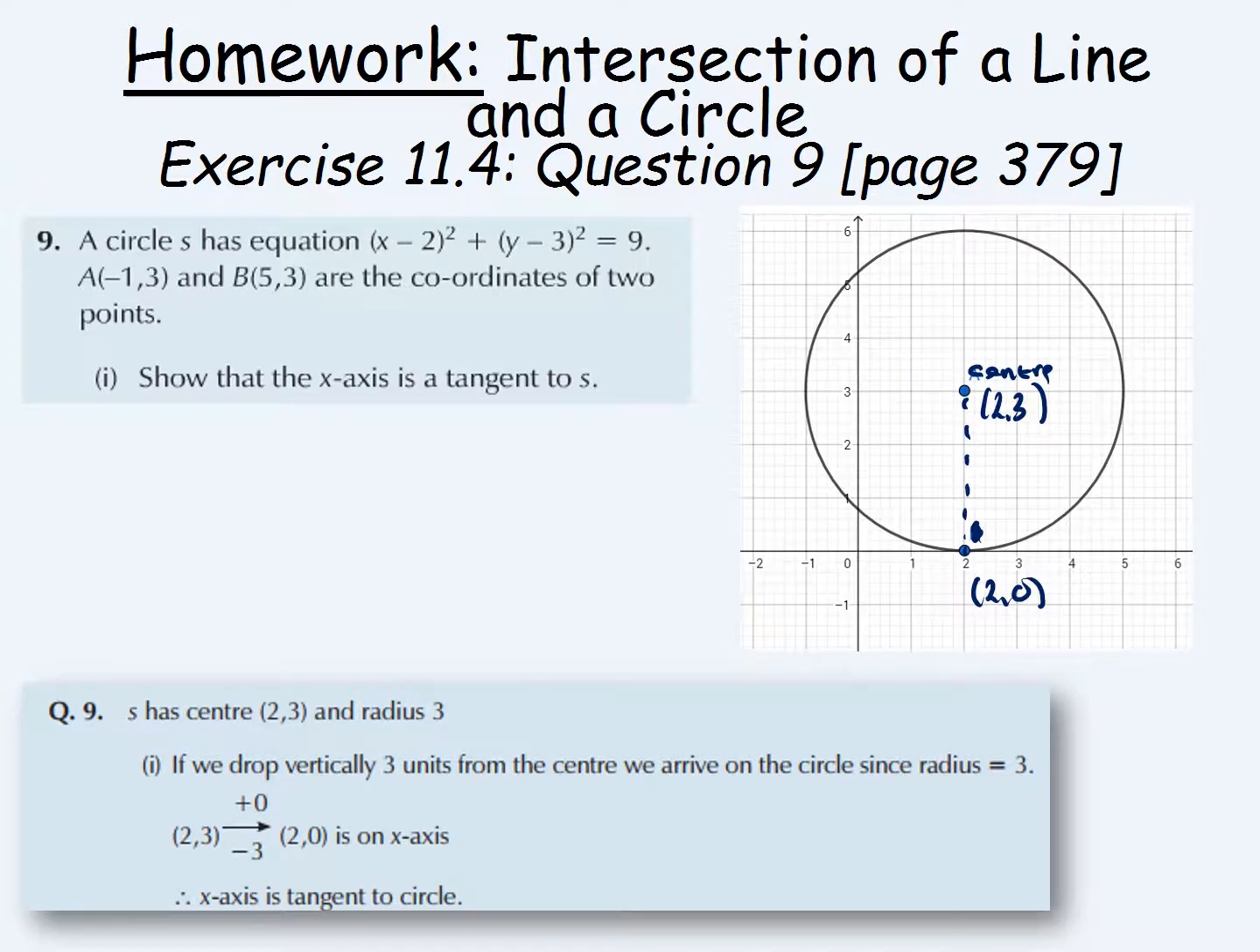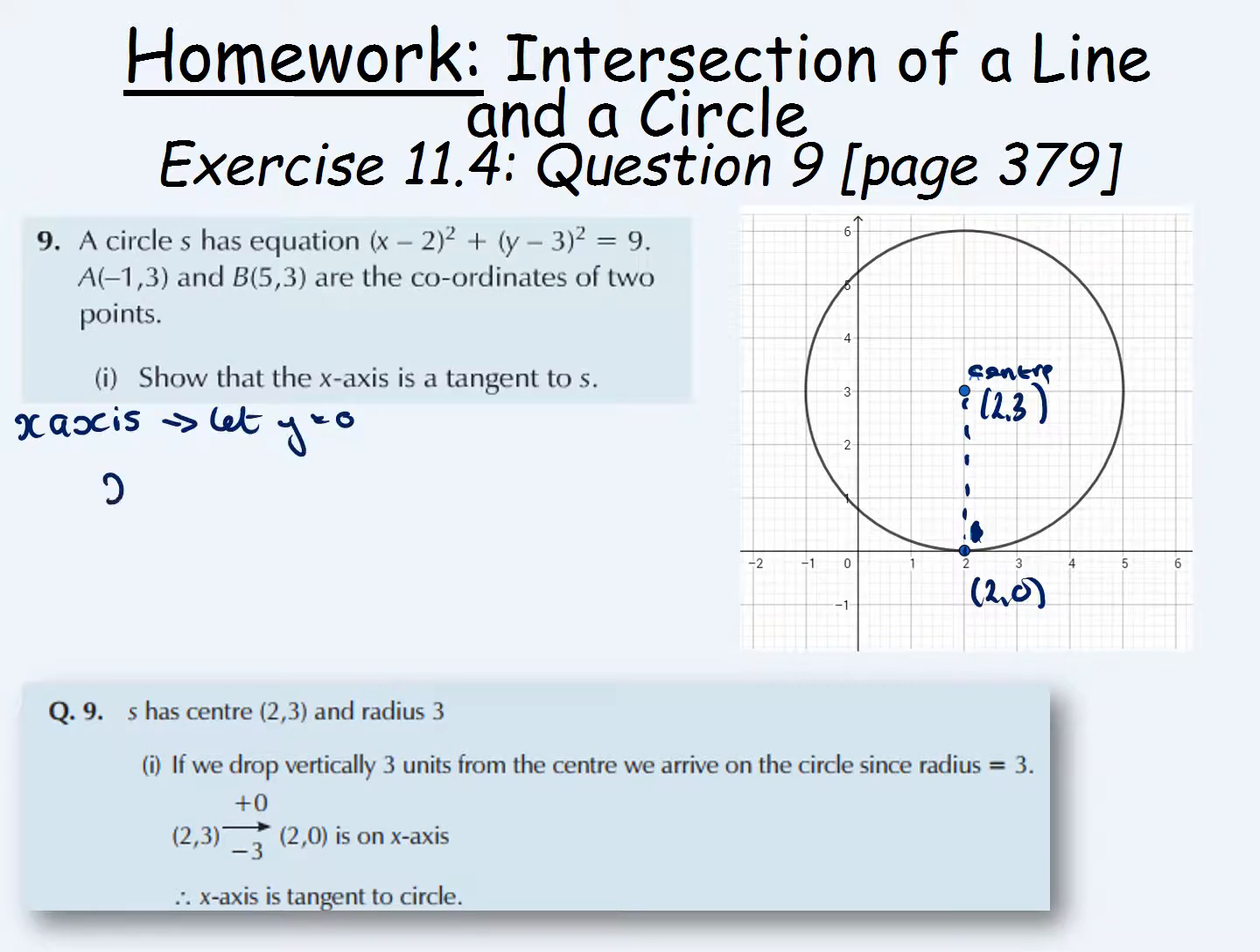However, I know some people find these kinds of questions tough. How do I know when to do that? So there is a second method that you can use, and I'm going to do that in the space here. If the x-axis is a tangent to S, then remember it will only touch the x-axis once rather than crossing it. So if we want to do something for the x-axis, we're going to let y equal 0.